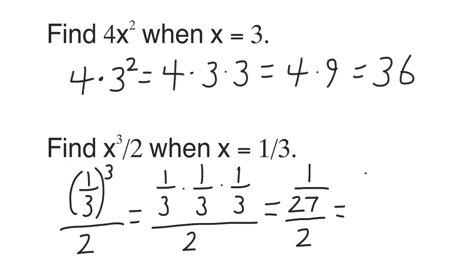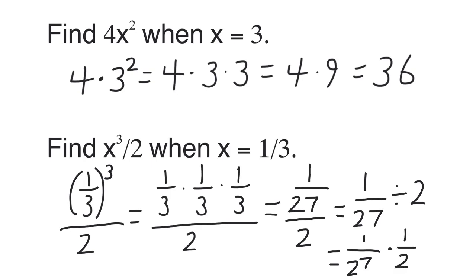Another way of writing that is 1 over 27, let's use the division sign, divided by 2. We can just multiply by the reciprocal. 1 over 27 dividing by 2 is the same thing as multiplying by 1/2. What I get is 1/54.